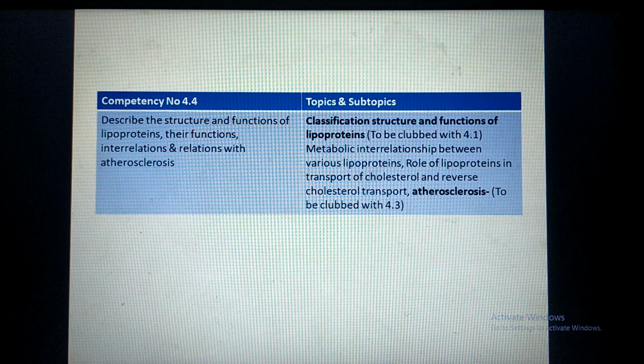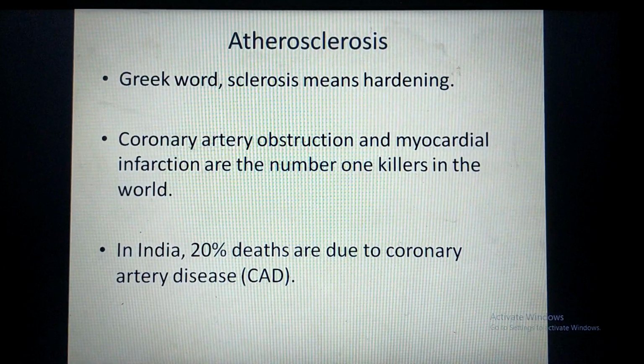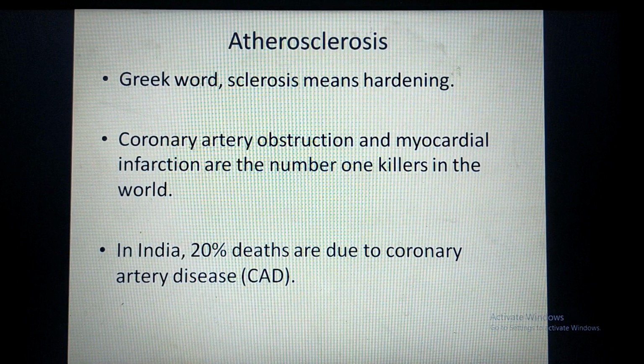Good morning student, we will see the competency number 4.4, and in this competency we are studying a disease called atherosclerosis. What is atherosclerosis? In the Greek, sclerosis means hardening. So in atherosclerosis there is hardening of medium-sized and large size arteries.